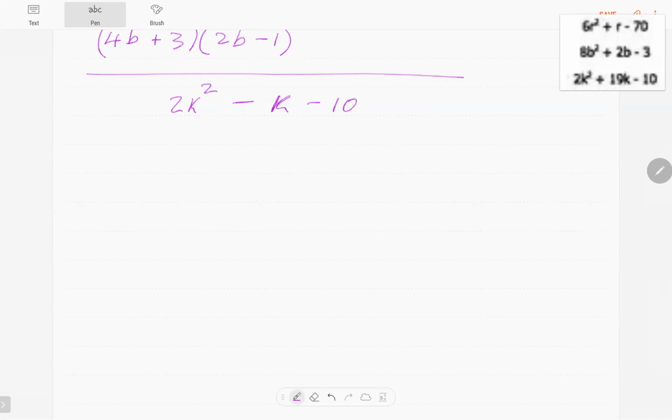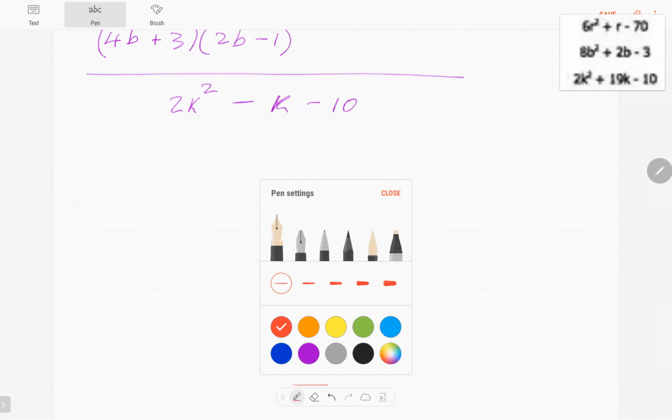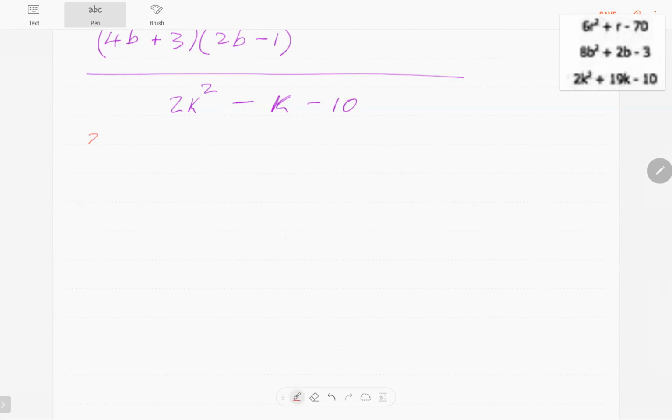All right, so the same procedure again. 2 times negative 10 is negative 20. Factors of negative 20 that add to negative 1. The middle coefficient is negative 1. Since you want factors of this negative number, one positive and one negative, give the larger one the same sign as this. The larger one you're going to make negative.